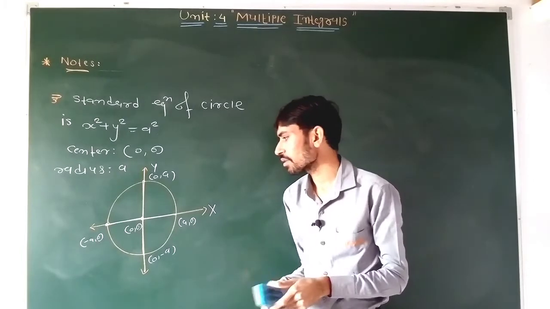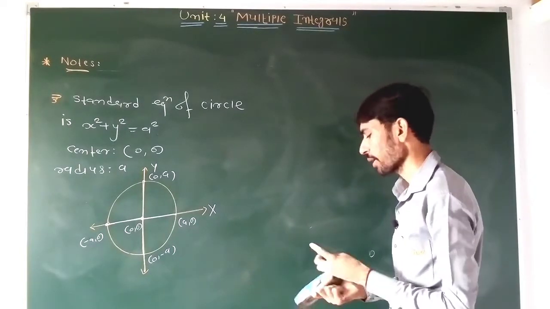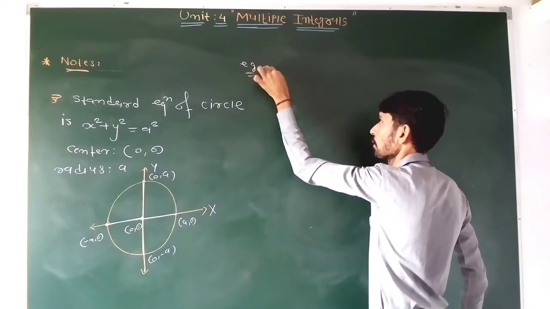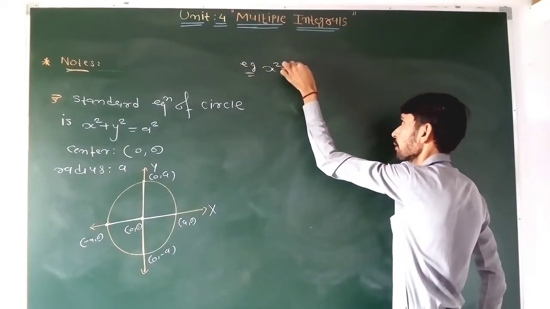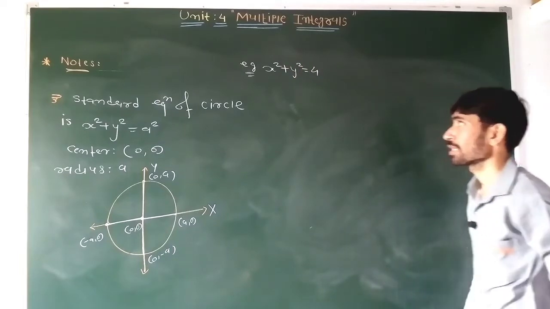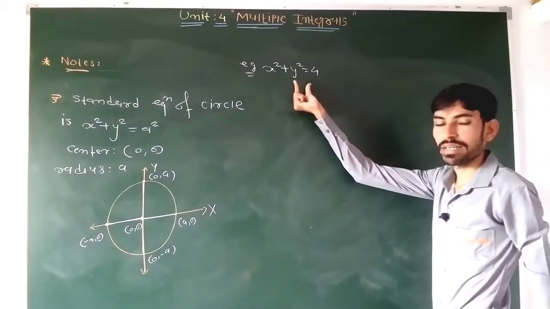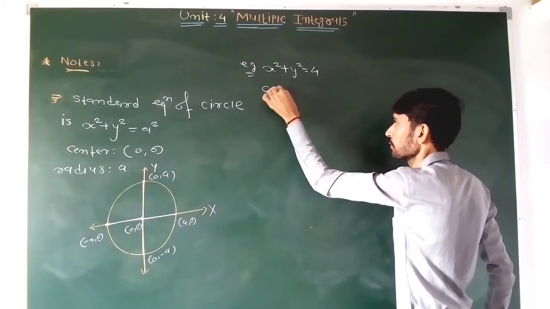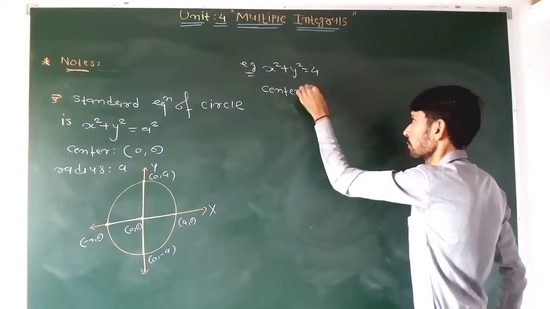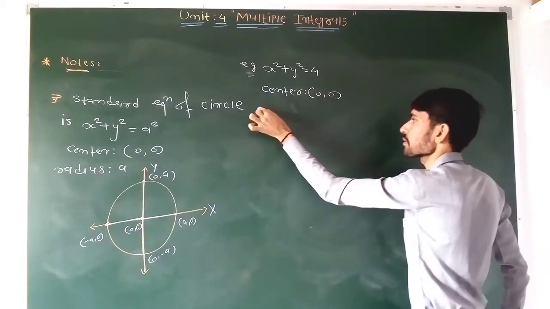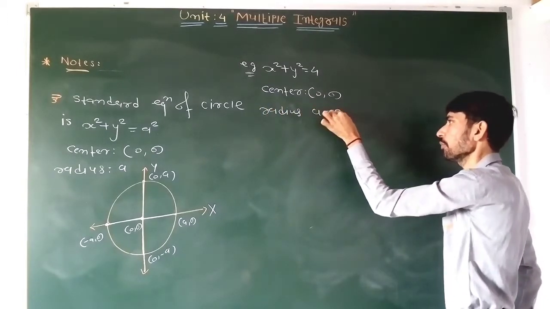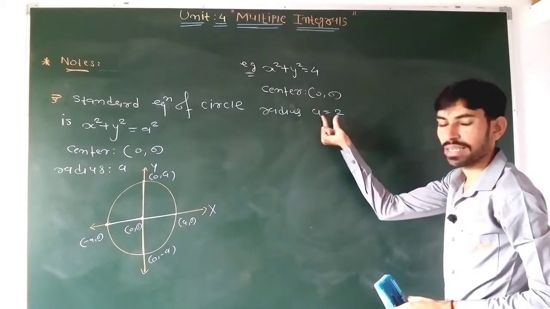So keep this in your mind. Suppose we say draw the circle. For example, x square plus y square is equal to 4. This is the standard equation of the circle. The center is (0, 0) and the radius a is equal to 2.